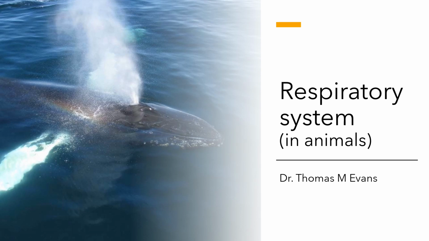Welcome. This is Chapter 48 in Raven et al. Biology, 10th edition, if you're following along. And in this chapter, we're going to learn how animals oxygenate their bodies, how they support the systems that they actually do that with, what are the difficulties they face, and how do they exploit physical properties of diffusion to help them.